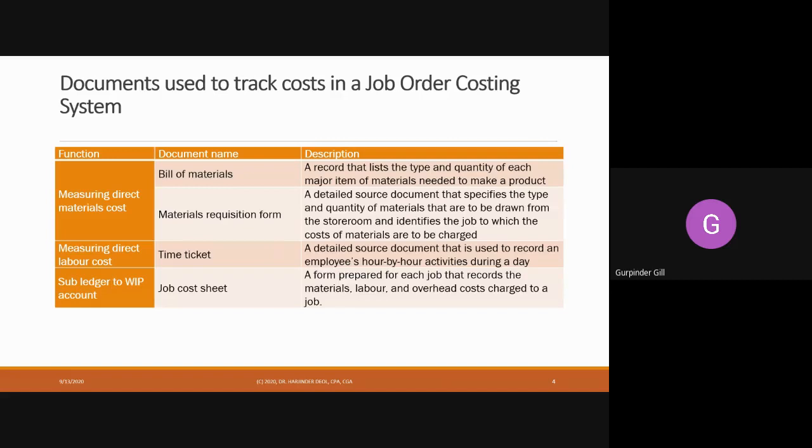Then, in order to track our direct labor cost, we use time tickets, or time cards, which we also call time sheets. This is any system with a detailed source document that can be used to record employees' hours, hour by hour, during a day. Now, the job cost sheet is a form prepared for each job that records the material, labor, and overhead cost that is charged to a job.